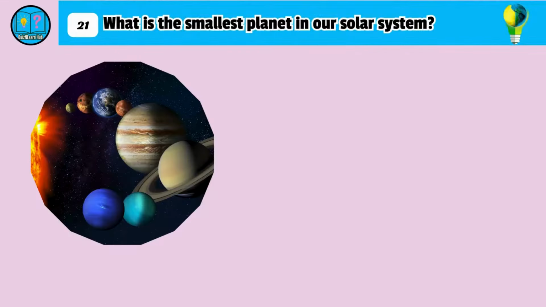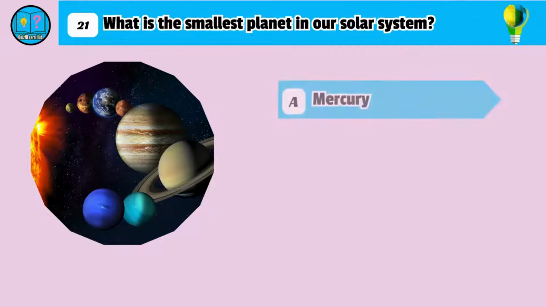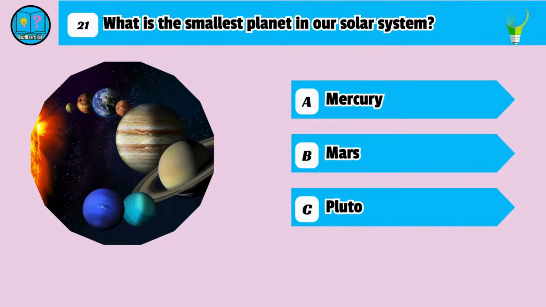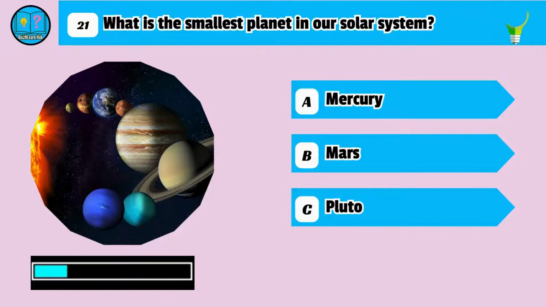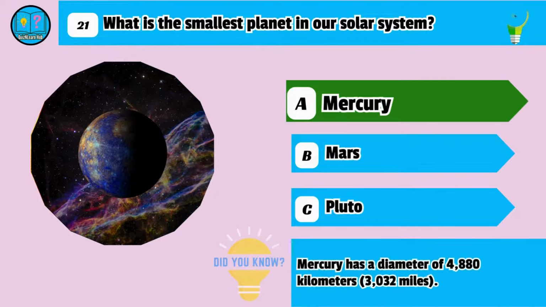21. What is the smallest planet in our solar system? Mercury, Mars, Pluto. Mercury has a diameter of 4,880 kilometers, 3,032 miles.